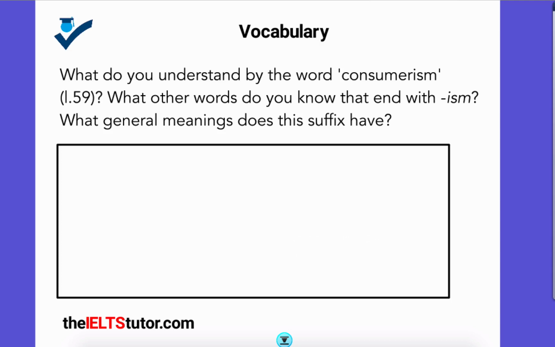Now, we've got a suffix ism, which is quite common in the English language, and it usually forms the noun component of a word. So we've got the base word consumer, and then we've got ism. So a consumer, what do you think it could be? If you know the meaning, type out the answer in the comments section. Okay?